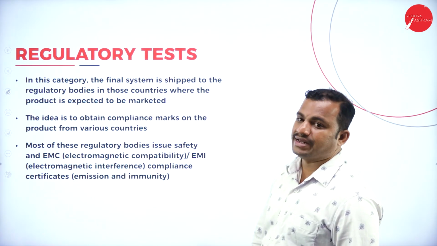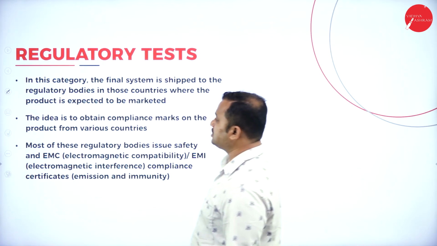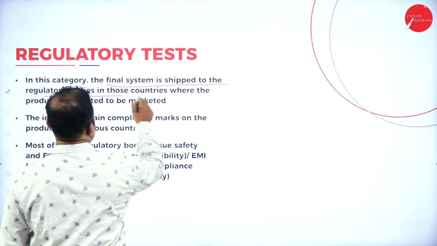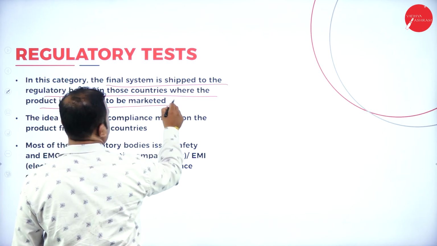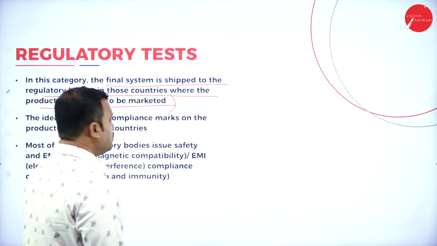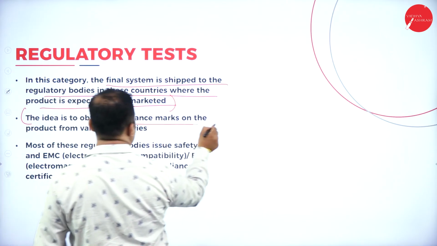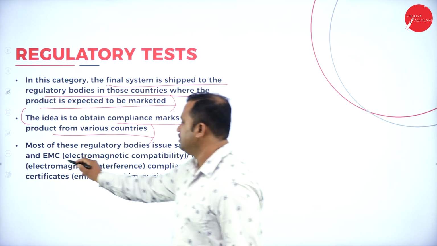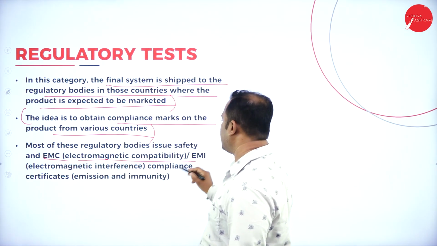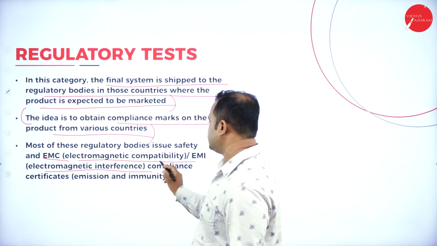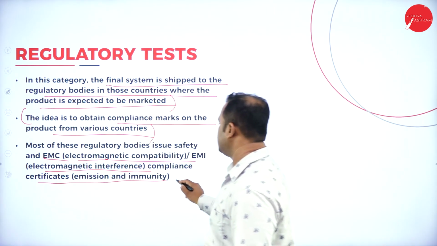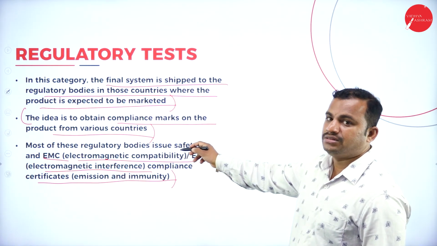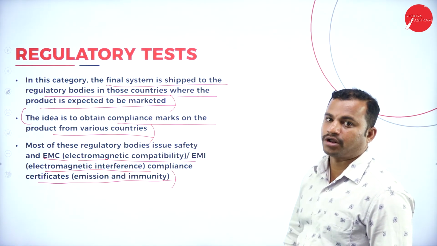Then the regulatory test. In the regulatory test, the final system is shipped to the regulatory bodies in those countries where the product is expected to be marketed. The idea is to obtain compliance marks on the product from various countries. Examples: EMC, electromagnetic compatibility, EMI, electromagnetic interference, compliance certificates, emission and immunity. All these are certain types of regulatory bodies. They must certify the working principle of the software product.